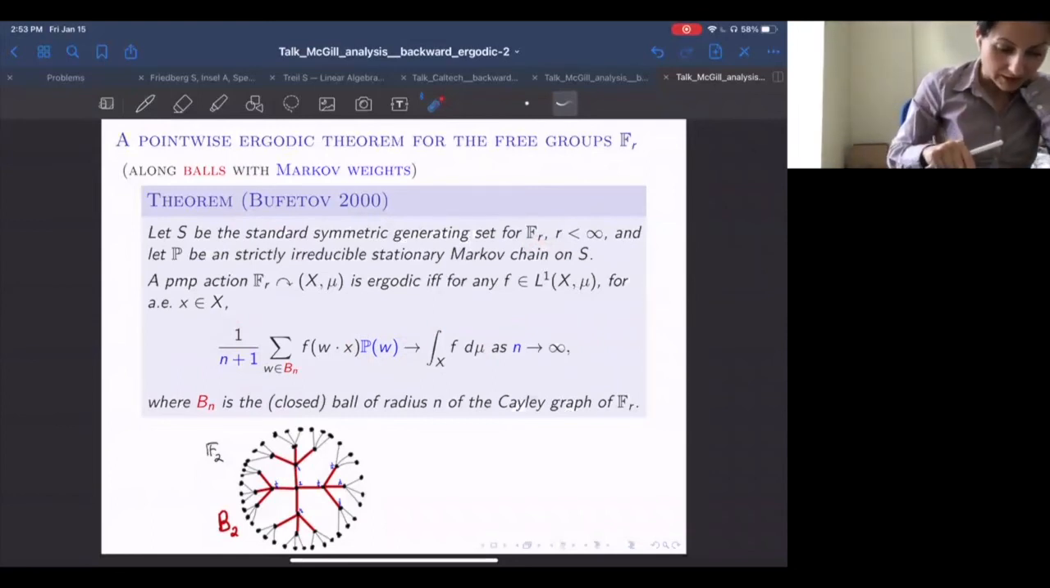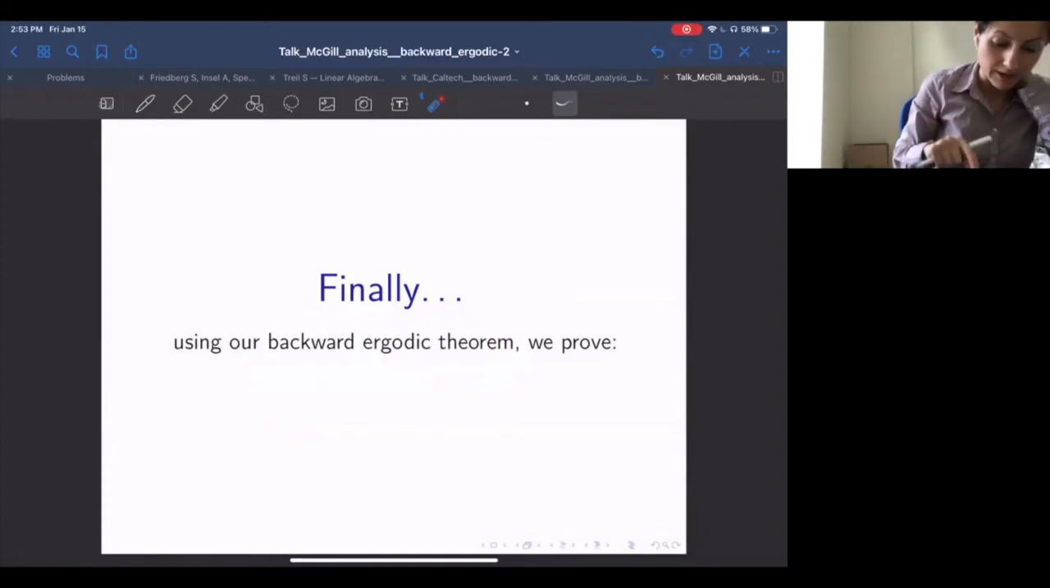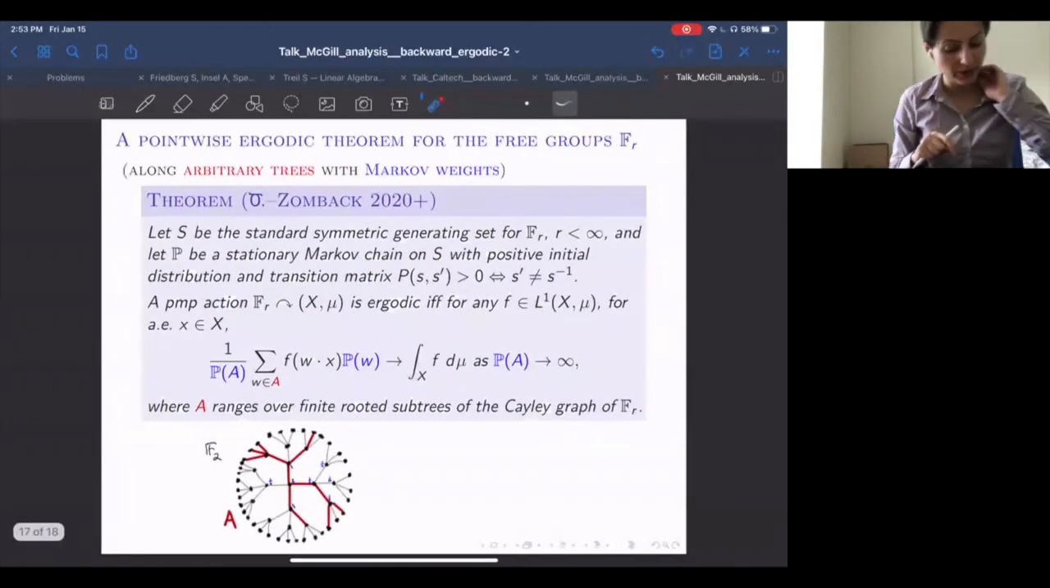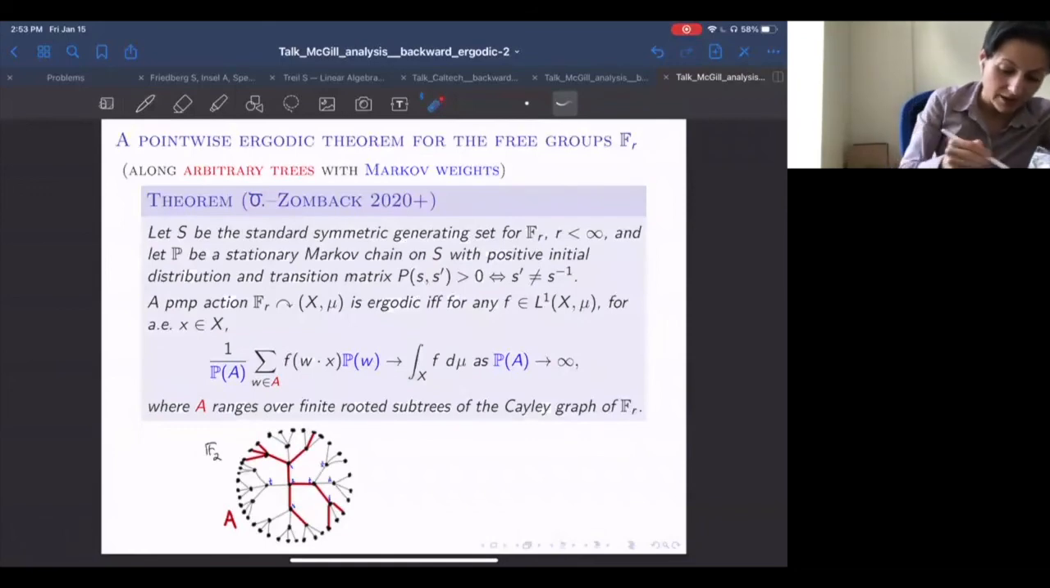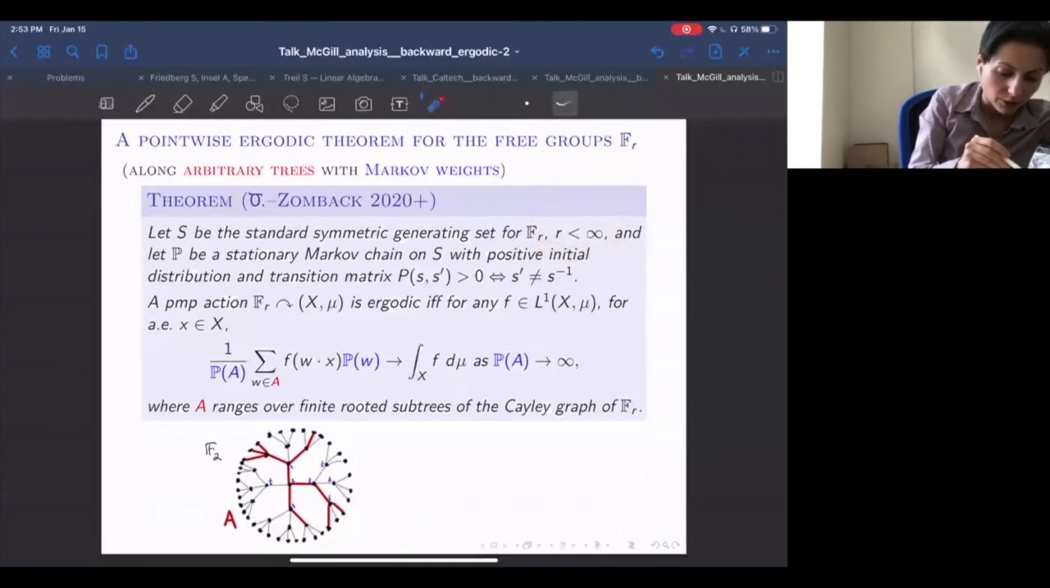Now, our result is using the backward ergodic theorem from before, like this weird backward tree ergodic theorem. We are able to prove a much stronger version of this, which says that, again, you can weight your free group, the Cayley graph, by some Markov chain, satisfying some natural condition. Then after these weights, if you consider weighted averages, so again, a PMP action of the free group on r generators, where r is finite, by the way, necessarily.